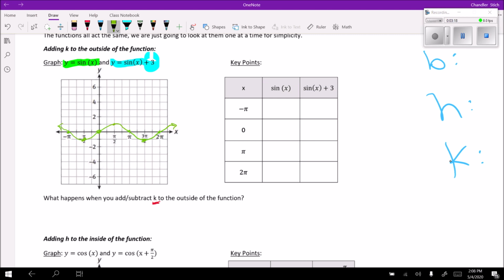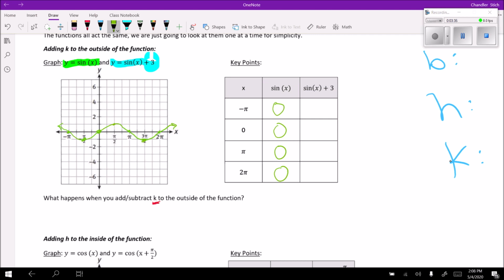We can fill in this table too. So sine of negative pi is 0. Sine of pi is 0. Sine of 0 is 0. Sine of pi is 0. Sine of 2 pi is 0. Okay, so we have all these points.